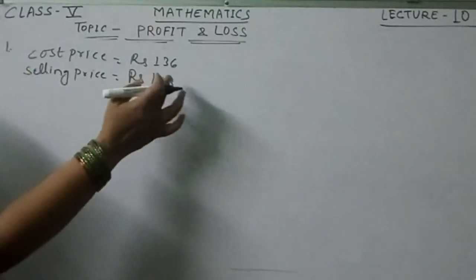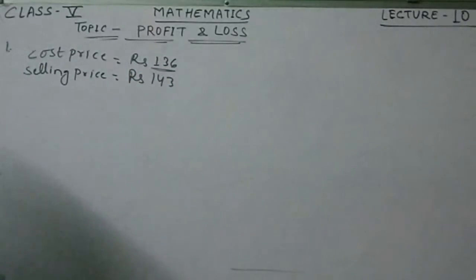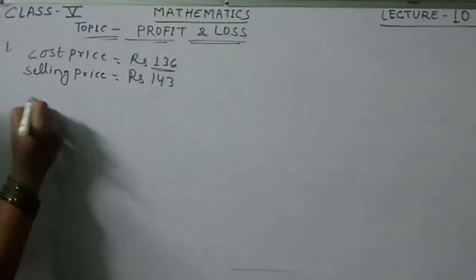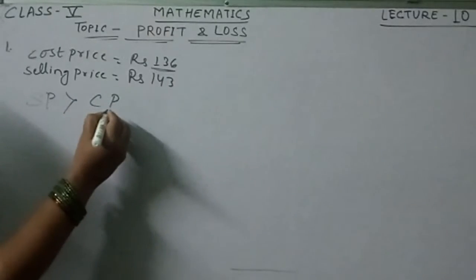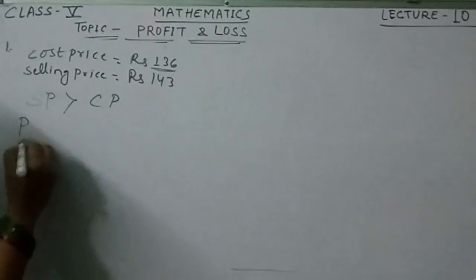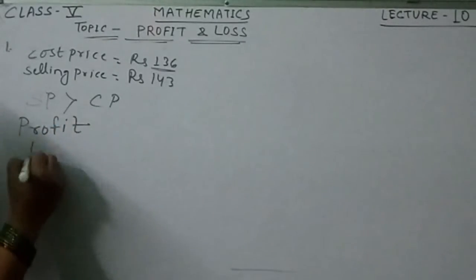CP is 136, meaning the cost price at which he bought it is 136, and the selling price means he sold it for 143. Then cost price CP is less than selling price, so selling price SP is greater than CP. That time, what was it? It was profit, and then you have to use the formula of profit.